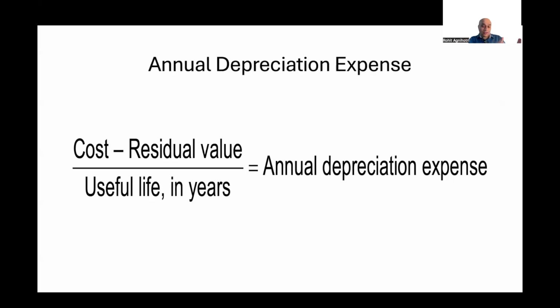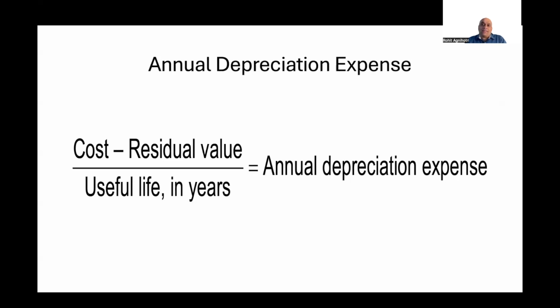So you take the cost, subtract the residual value. Even if there is no residual value, this means cost minus zero. So this means you are depreciating the entire cost. If there is any residual value, you take cost minus residual value, and then you divide it by the useful life in years, and that gives you your annual depreciation expense.